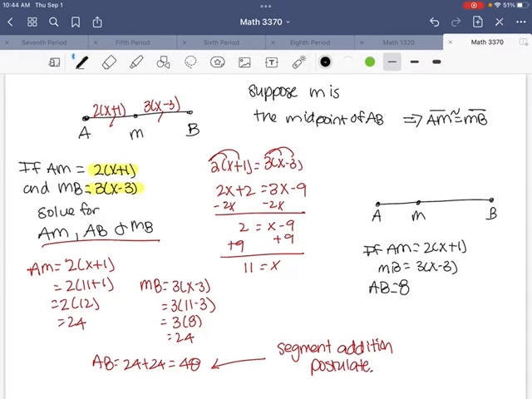So in this case, if M is not the midpoint, we can't set those equal to each other. We can't set AM equal to MB. But because of the segment addition postulate, we can actually set up an equation to solve for x. This is our total, so we're going to add 2x plus 1 plus 3x minus 3 and set it equal to 8. So now we can add it and set it equal to that total. I'm not going to work that one out all the way, but that's the equation that we would use to solve for that. Okay, let's move on and talk a little bit about angles.